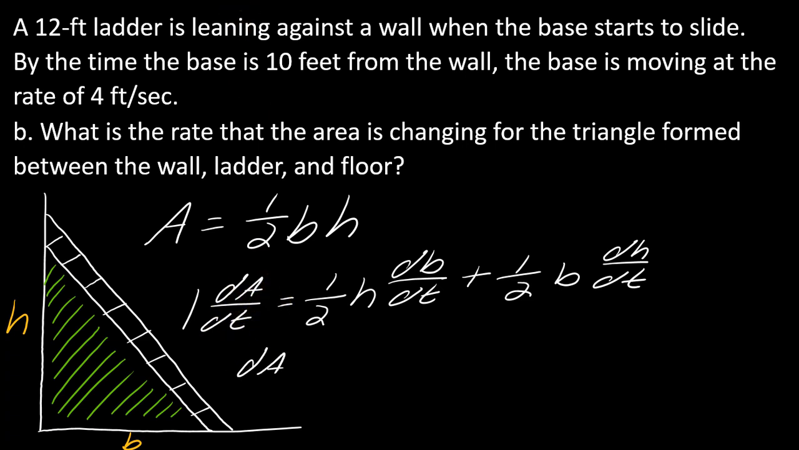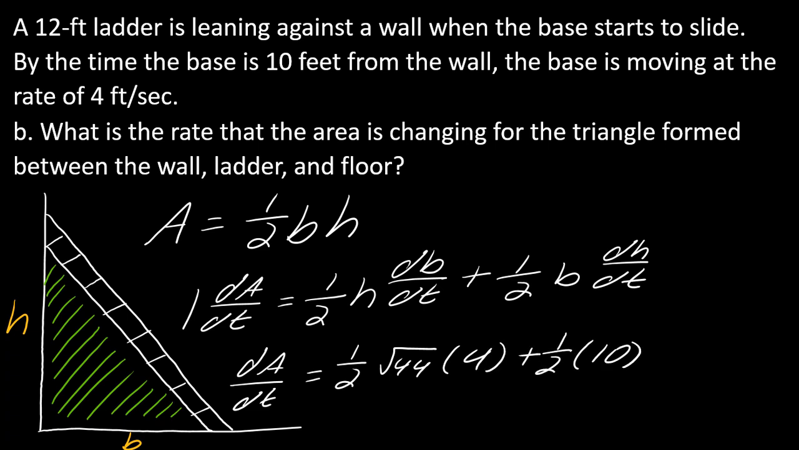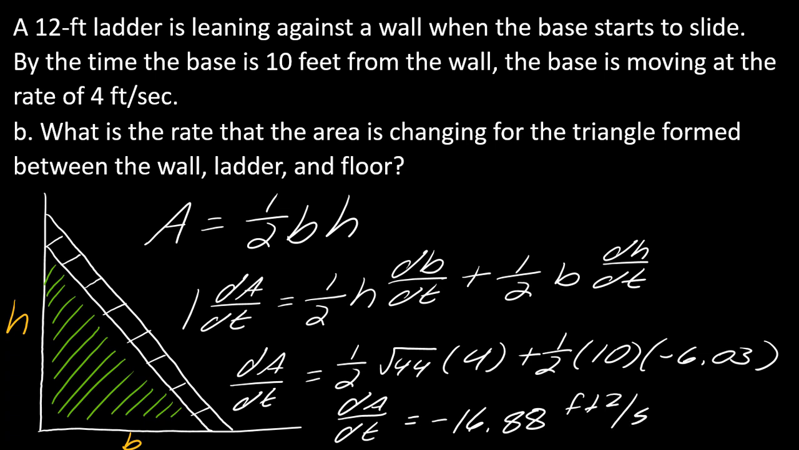So let's fill this all in. I've got dA/dt equals 1/2 times the square root of 44 times 4 plus 1/2 times 10. And then the last rate was negative 6.03. So if I just do the math here, I get dA/dt will equal negative 16.88. And remember, this is area, so that's going to be feet squared per second for my rate. And so that would be the rate in this case. So it's all about context, and sometimes information you find in a previous step you'll have to use in the next step. So keep that in mind.